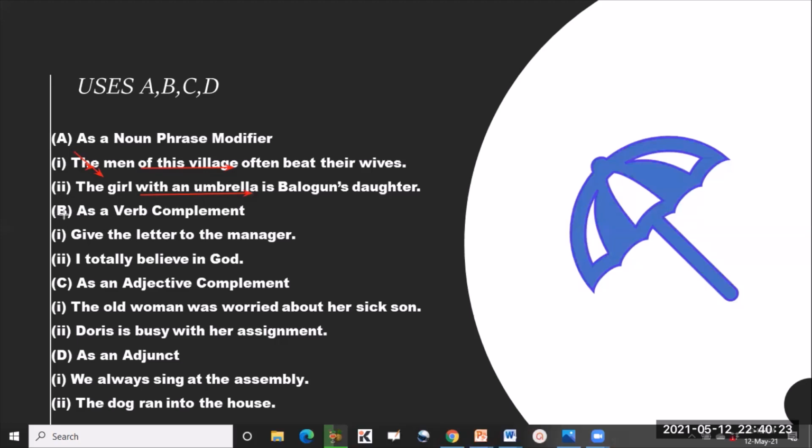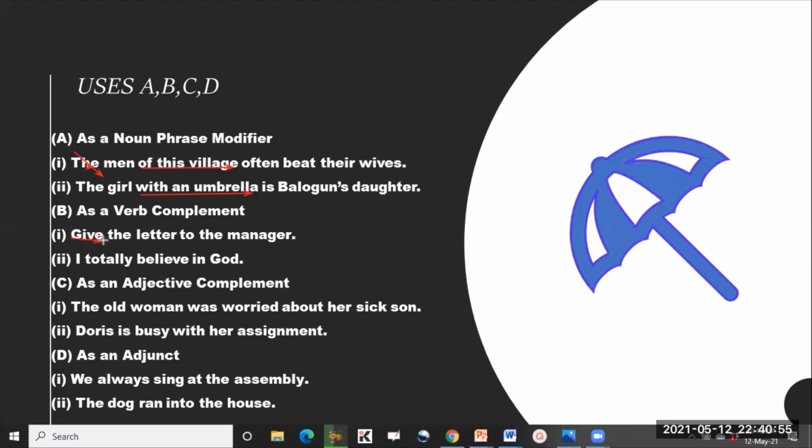Now let's look at the second use of the prepositional phrase, as a verb complement. A verb complement, all right? A verb complement is a group of words that completes the meaning of a verb. Now let's look at this. Give the letter to the manager. The verb here is give.